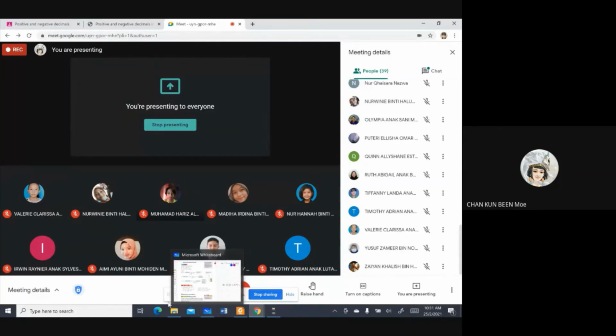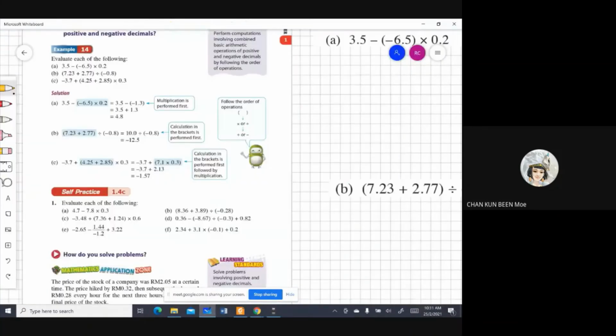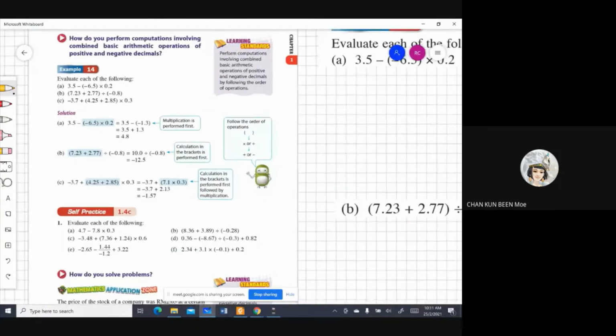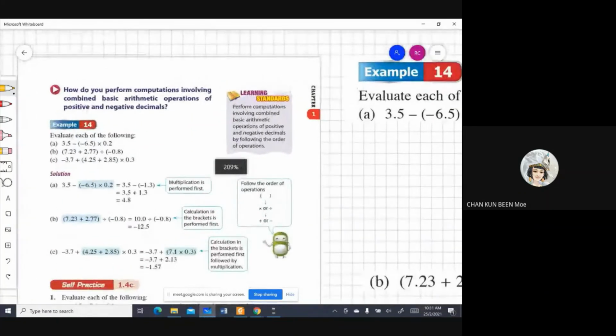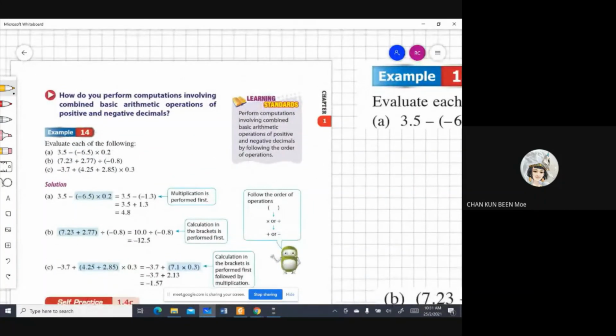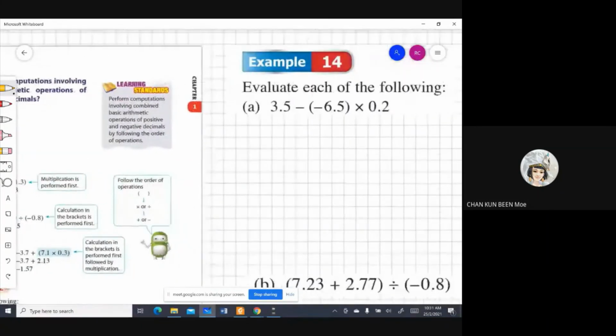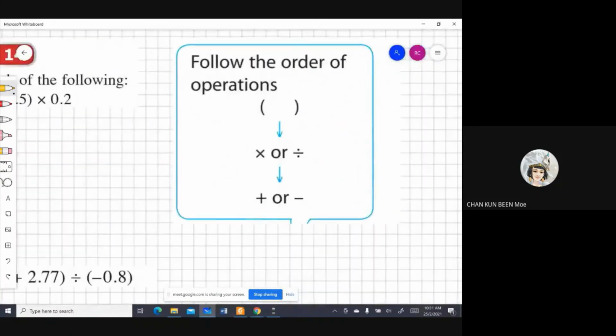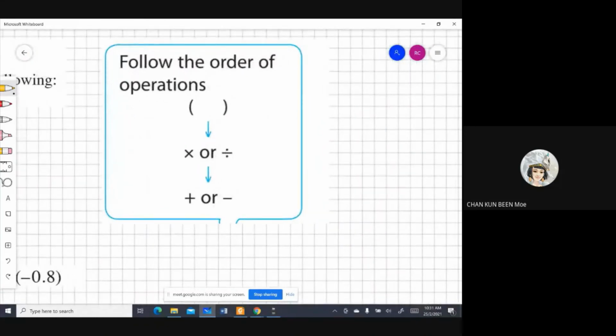We just continue. So next, we are going to learn the computations involving combined basic operations. The computation is the same as what you have learned in calculating the fractions. This is what you need to remember: follow the order of operations. First, bracket. Second, multiplication or division. And the last one, addition or subtraction. You follow the rules. Start from bracket, followed by this and this.